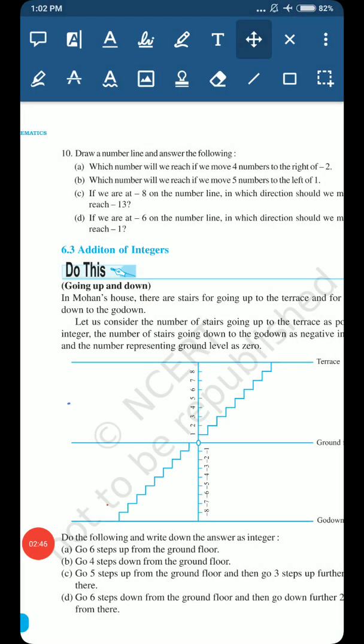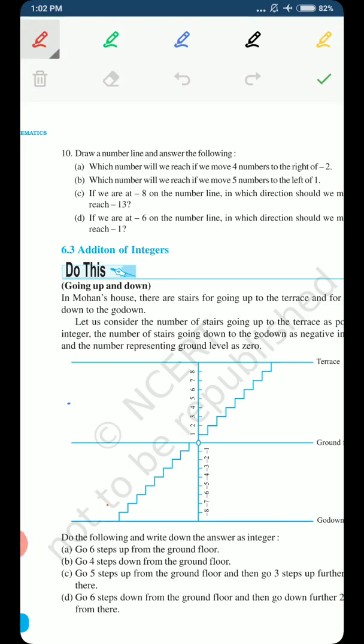Now we will learn the next topic, and the topic is addition of integers. So, how do we add integers? We know very well how to add normal numbers, how to add numbers which are positive. We can very easily add all the positive integers. But what about the case of negative integers? First, we learn how we add the positive integers.